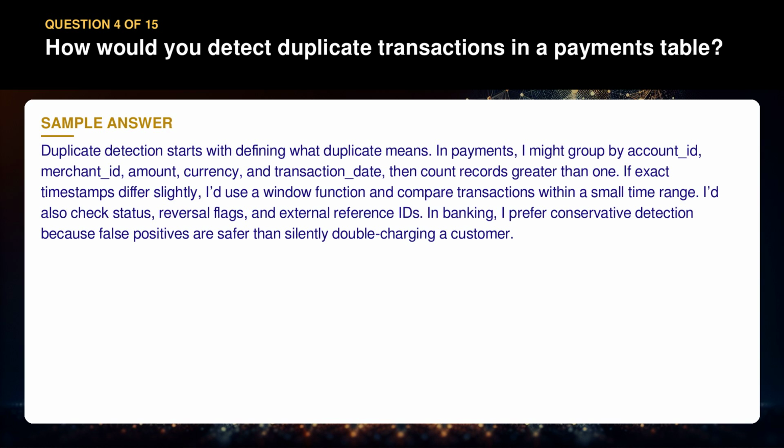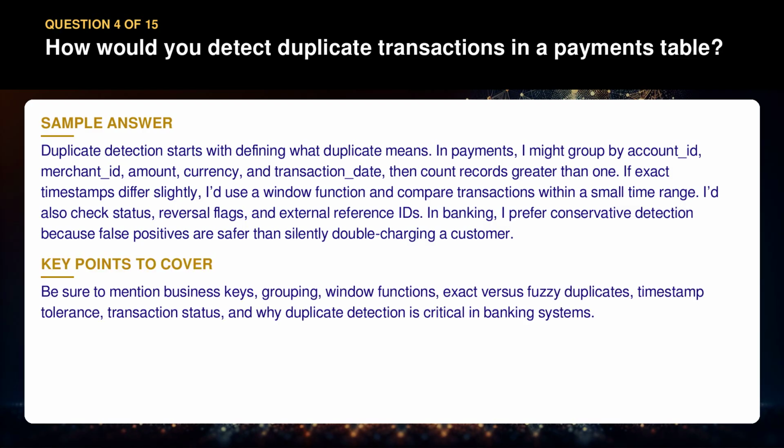I'd also check status, reversal flags, and external reference IDs. In banking, I prefer conservative detection because false positives are safer than silently double-charging a customer. Be sure to mention business keys, grouping, window functions, exact versus fuzzy duplicates, timestamp tolerance, transaction status, and why duplicate detection is critical in banking systems.